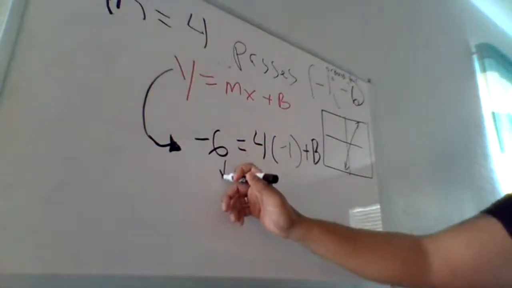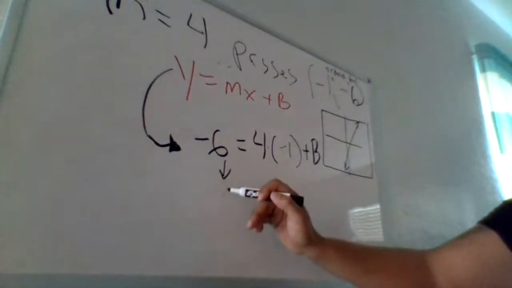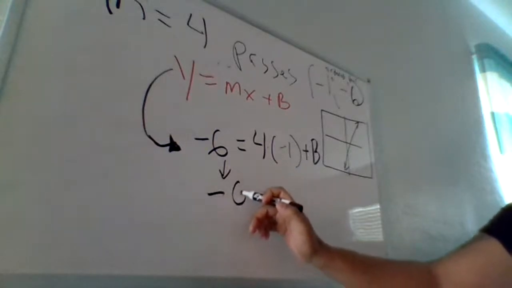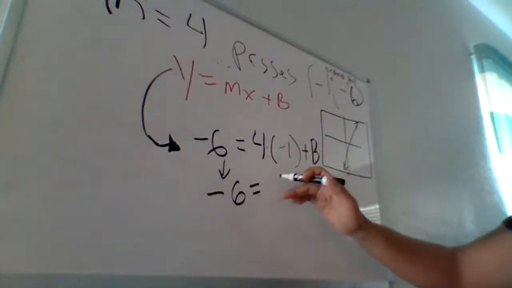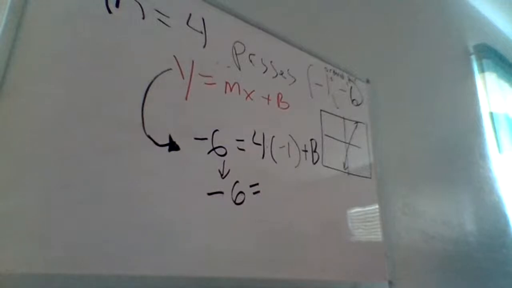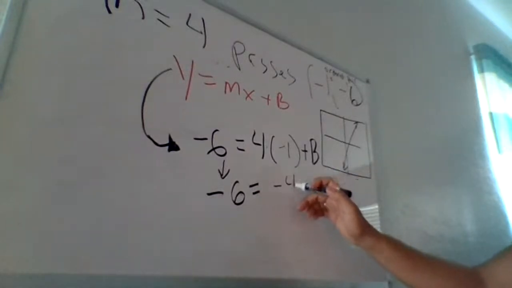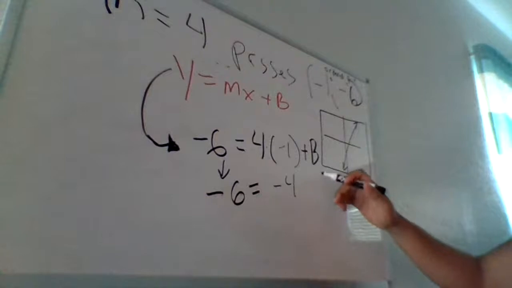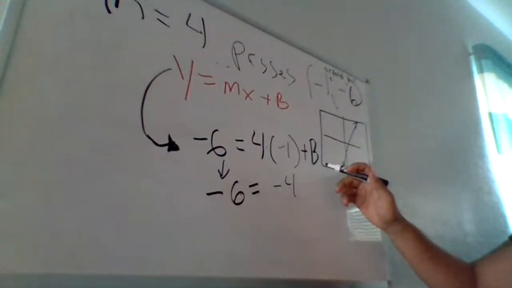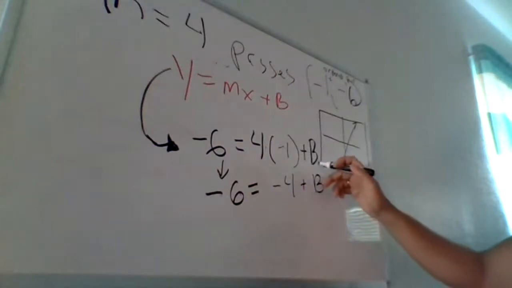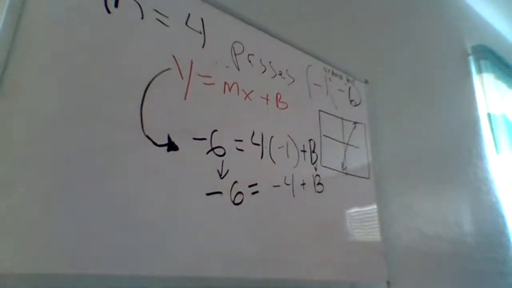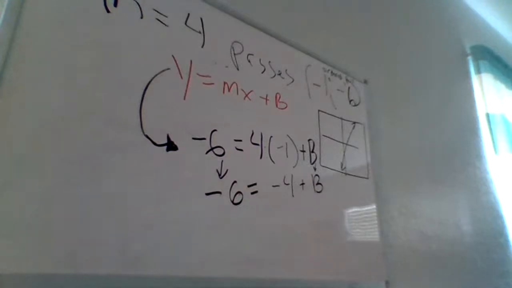So our -6 is going to come down. And that is going to equal, well, 4 times -1 is what? -4. All right. Now, can we do anything with the b? No, not. So we're just going to bring it down. Yes. Does that make sense so far? Yes.